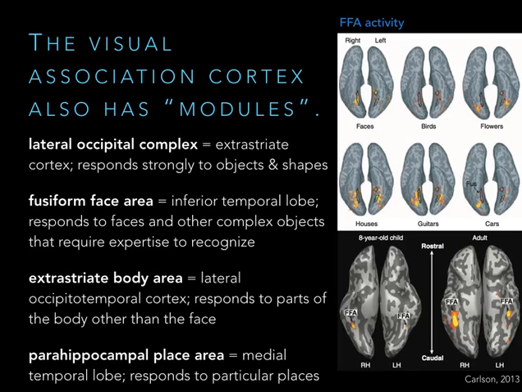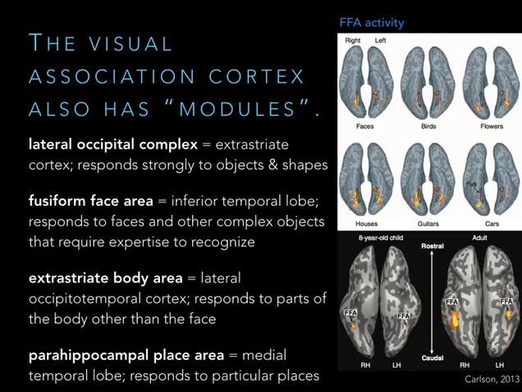So just as we have a so-called face area, there's also a body area that tends to respond to parts of the body other than the face. This is not in the inferior temporal lobe. This is in the lateral portions of the occipital temporal cortex, so somewhere between our extrastriate cortex and the ventral stream there.